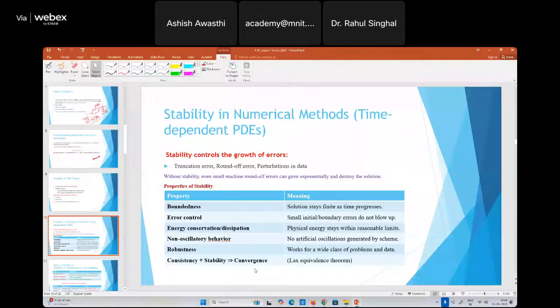And this we will talk about. When you have a numerical method which is stable, how can we ensure convergence? If it has consistency, then it will lead to convergence. This is known as the Lax equivalence theorem, which we will talk about.